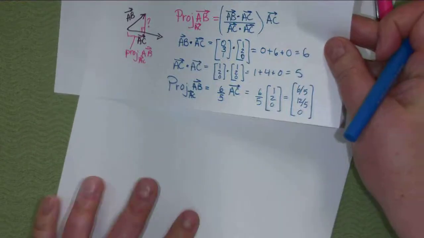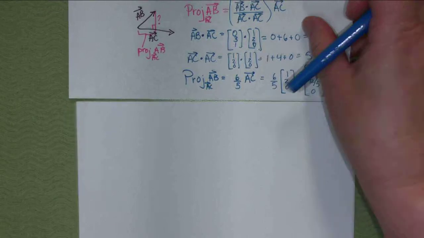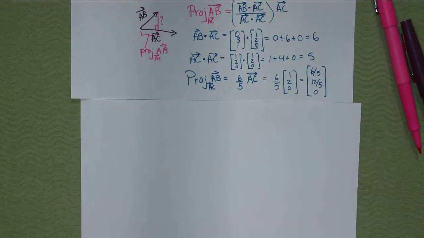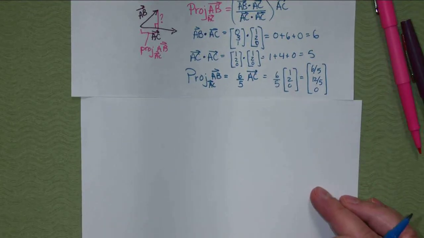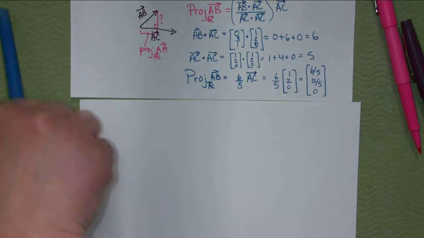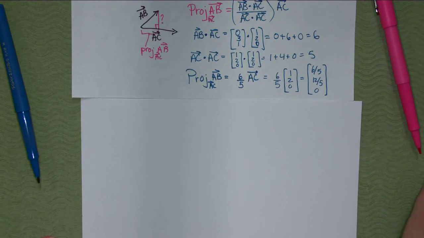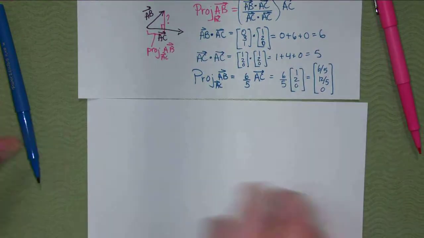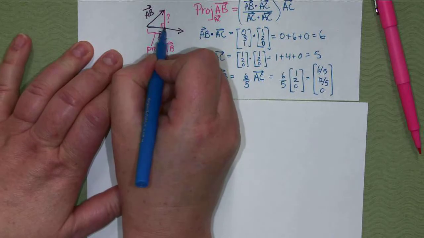On my homework, you'll actually see that the calculator simplified, I wrote it down, and then I unsimplified it so that it was the same denominator. Okay, so if that's the projection, that's right here. And we want to find this one.